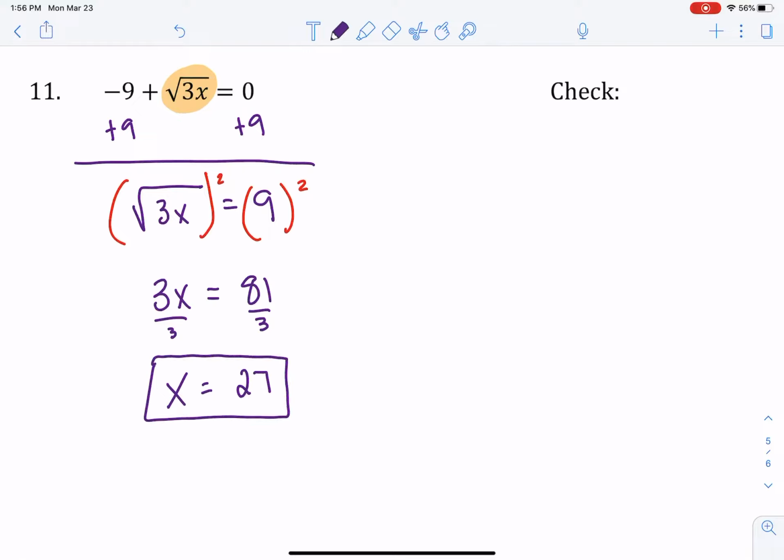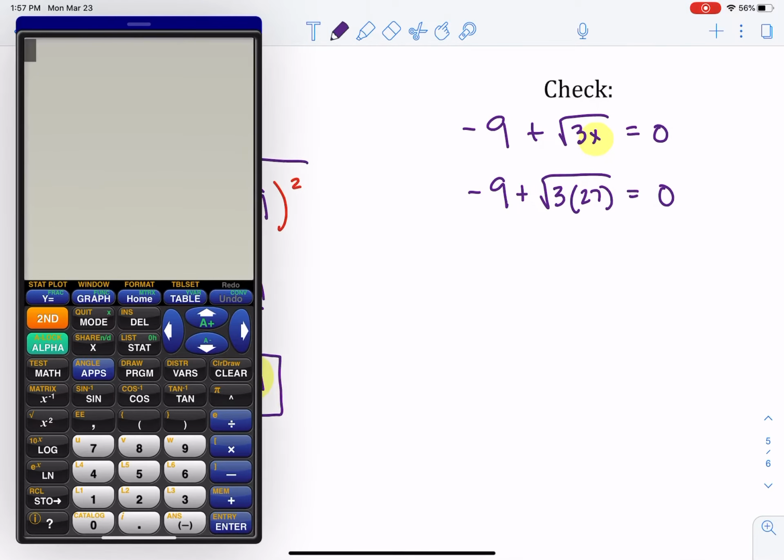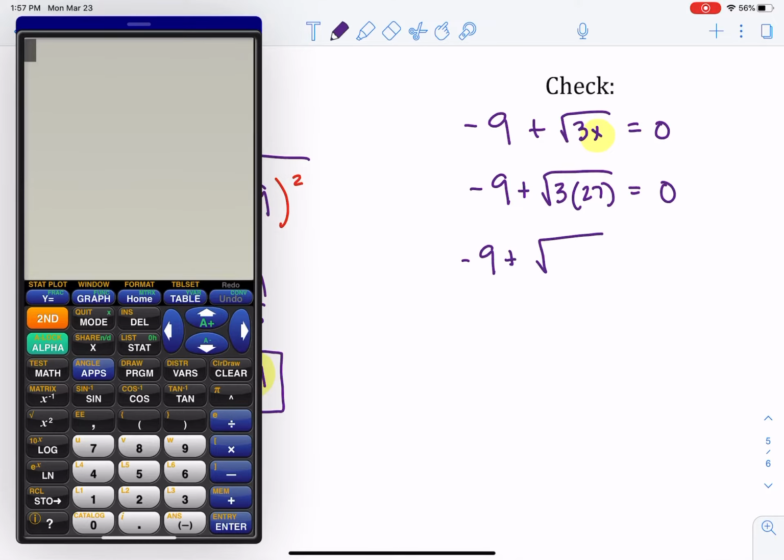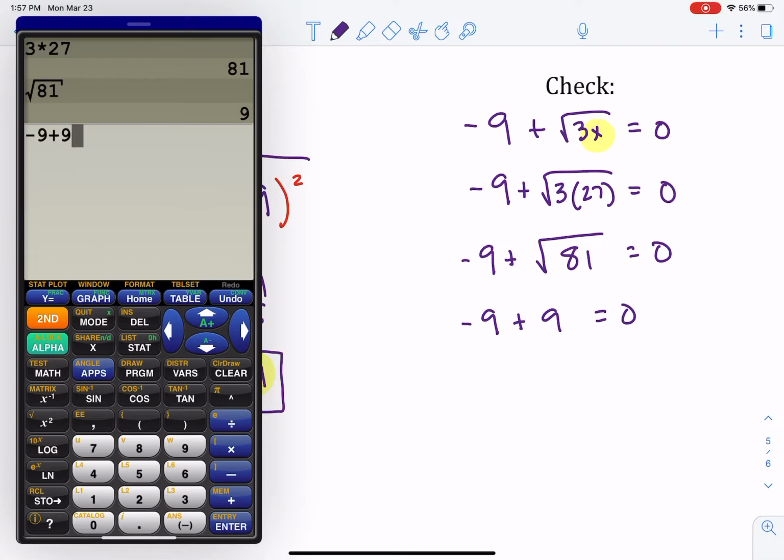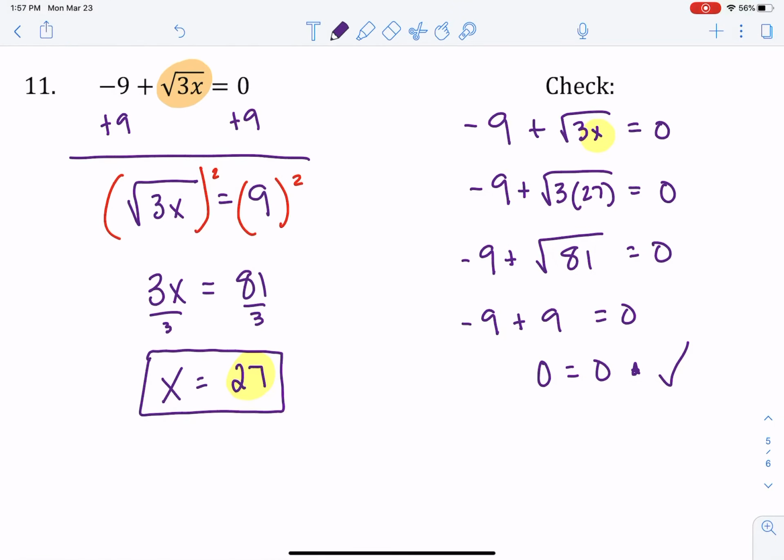So let's go ahead and make sure that that checks, because now we know about extraneous solutions. So we're going to take our answer 27 and plug it in for x to make sure that it works. All right, so let me get my calculator here for you. So we've got negative 9 plus, and 3 times 27 is 81. And the square root of 81 is 9. So we have negative 9 plus 9 equals 0. So this works, and our answer is x is equal to 27, but it's a good thing that we checked, right? Because it could have been extraneous.